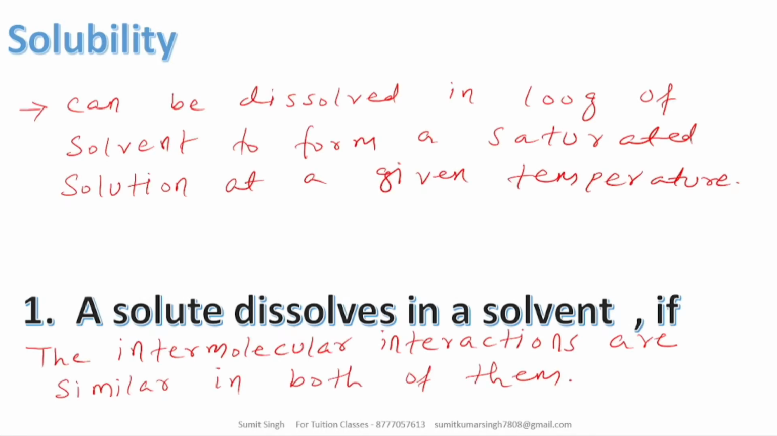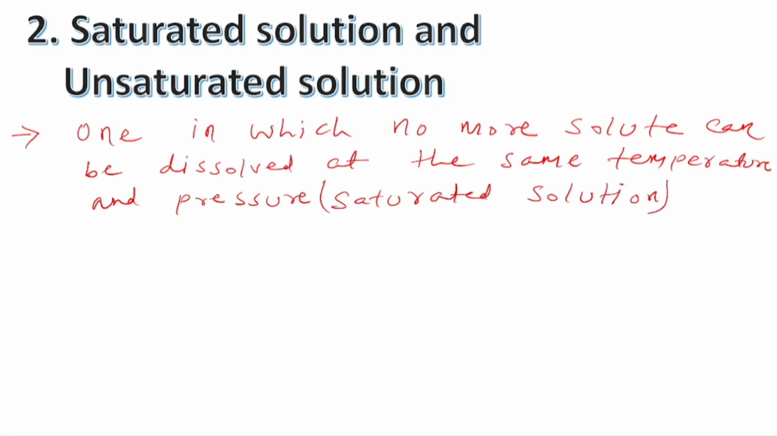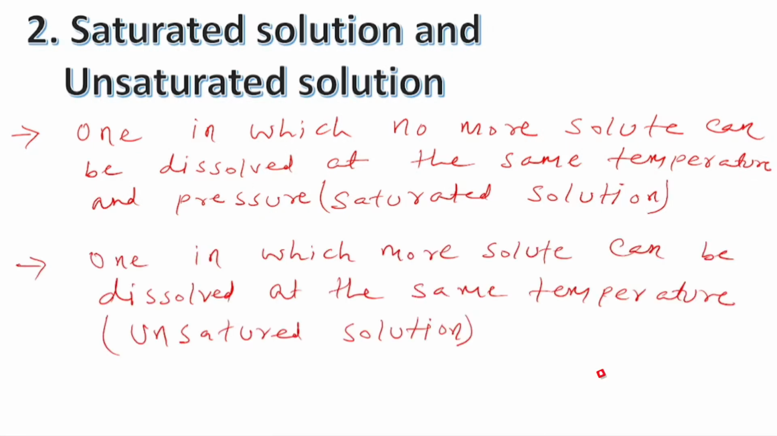That is known as the solubility of the substance. Now one more thing that is important here: a solute dissolves in a solvent only if the interactions are similar in both of them. Next is the saturated solution. It is a special type of solution in which no more solute can be dissolved at the same temperature and pressure, and just opposite is the unsaturated solution. It is a type of solution in which more solute can be dissolved at the same temperature.